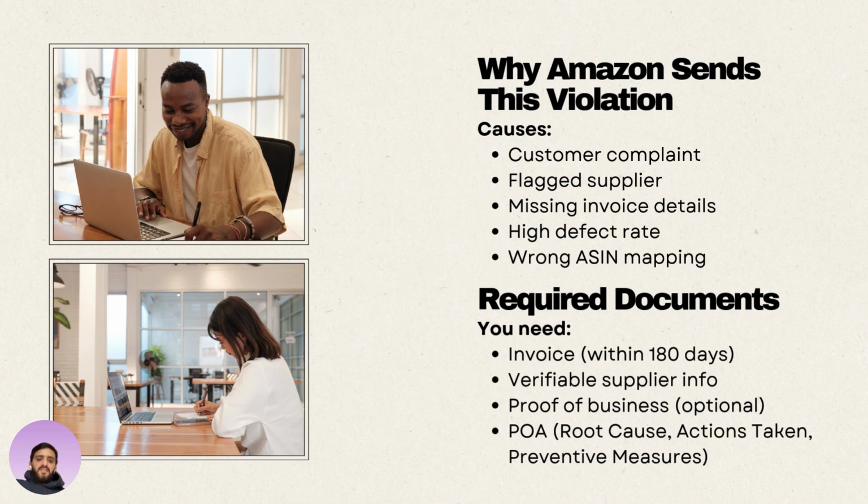Okay. So basically, why does Amazon send you the violation? There are different types of issues: customer complaint, flagged supplier, missing invoice details, high defect rate, wrong ASIN mapping. And then, how does a customer complaint happen?